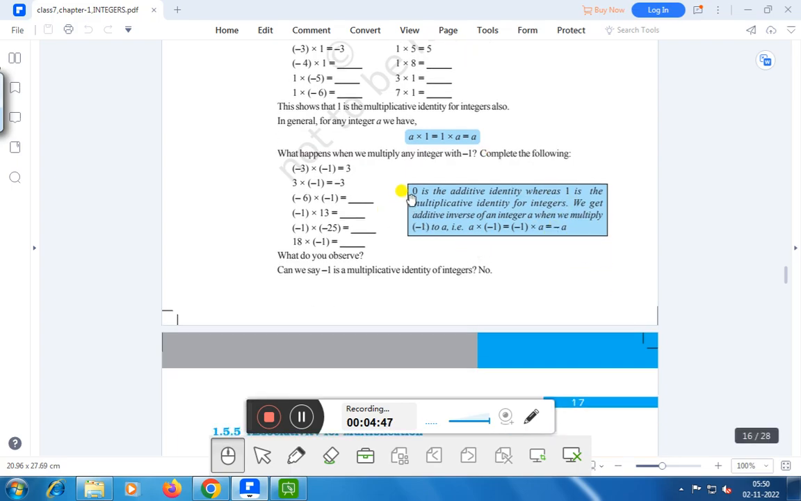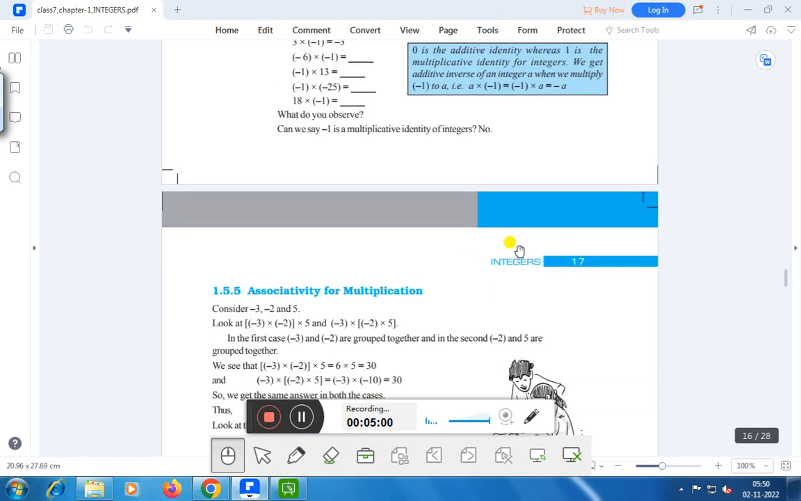You have to remember this one, that 0 is the additive identity, whereas 1 is the multiplicative identity for integers, right? We get the additive inverse of an integer when a is multiplied by minus 1. That is, a into minus 1 is equal to minus 1 into a is equal to minus a.